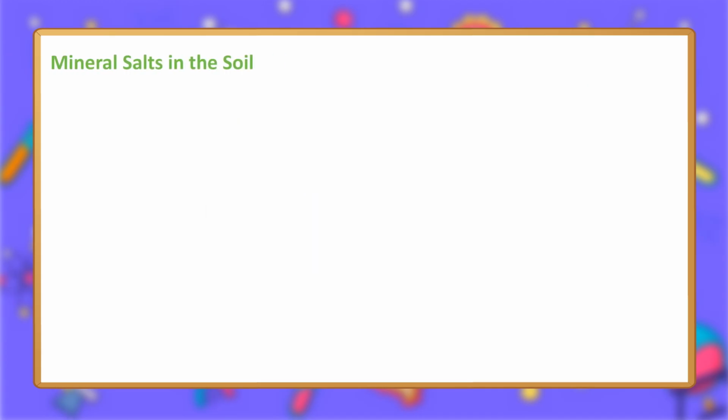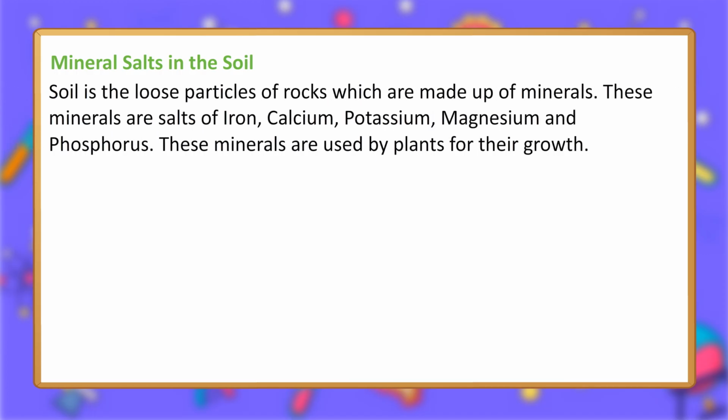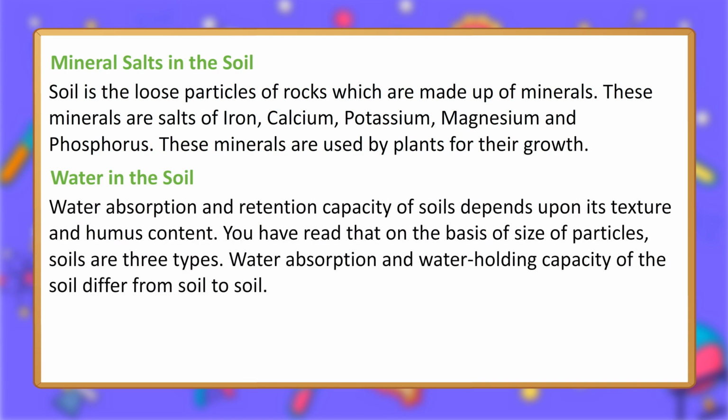Mineral salts in the soil. Soil is the loose particles of rocks which are made up of minerals. These minerals are salts of iron, calcium, potassium, magnesium, and phosphorus. These minerals are used by plants for their growth. Water in the soil. Water absorption and retention capacity of soils depends upon its texture and humus content.